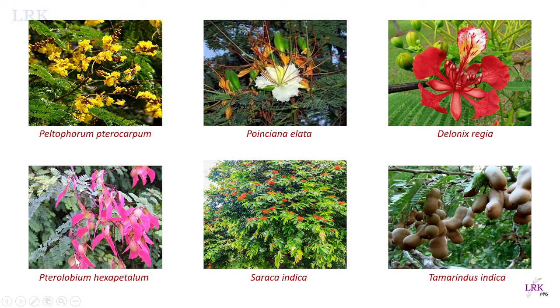Okay, this is Pterolobium hexapetalum. We call it Pariki, and this one is Saraca indica, popularly called Ashoka tree. This one, Tamarindus indica, is popularly called Chinta in Telugu, and Imli in Hindi. So these are some of the familiar plants belonging to this subfamily Caesalpinioideae.